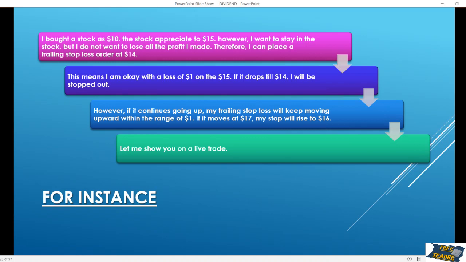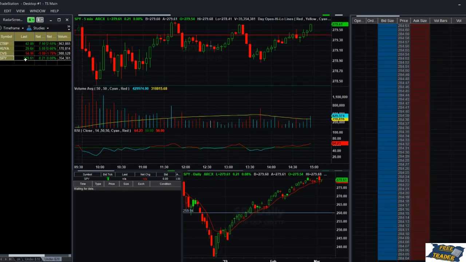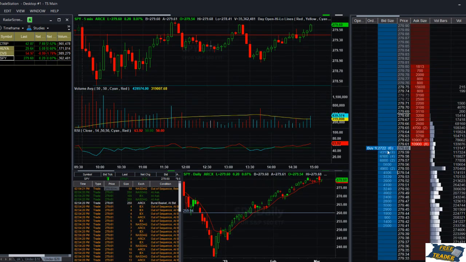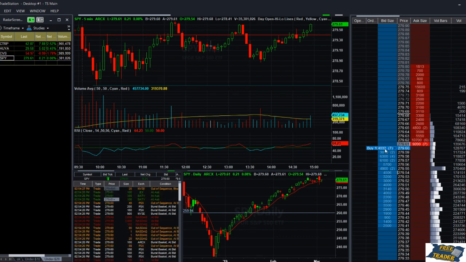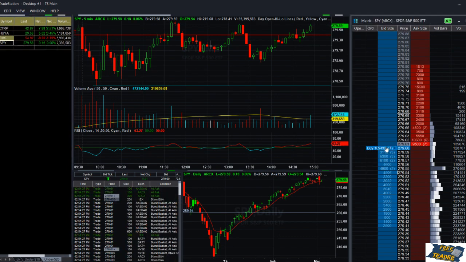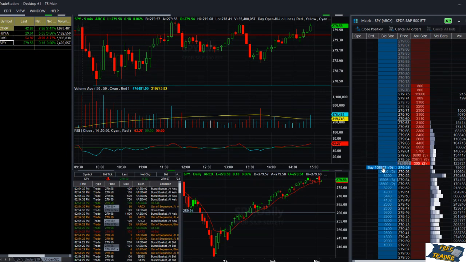So let me show you quickly on a trade how it actually works. I'm gonna take the S&P, the Spider. So I will get in a trade with the Spider. So I'm gonna get in the trade, normally as I do.